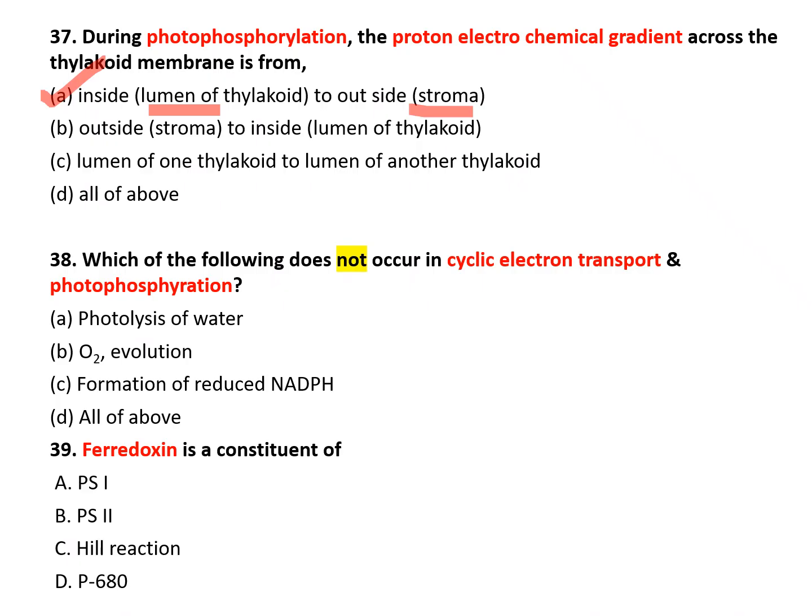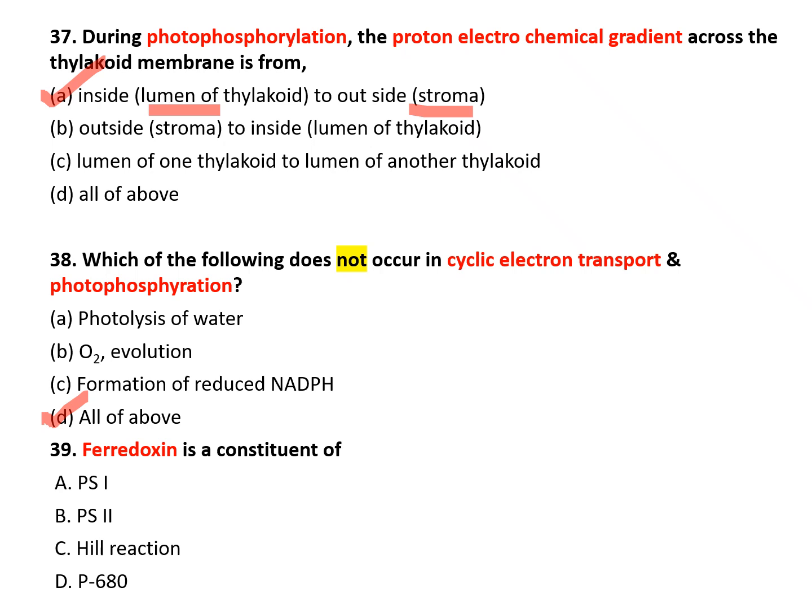The next question, number 38. Which of the following does not occur in cyclic electron transport and photophosphorylation? Option A, photolysis of water; option B, oxygen evolution; option C, formation of reduced NADPH; option D, all of the above. The correct answer is option D, all of the above.